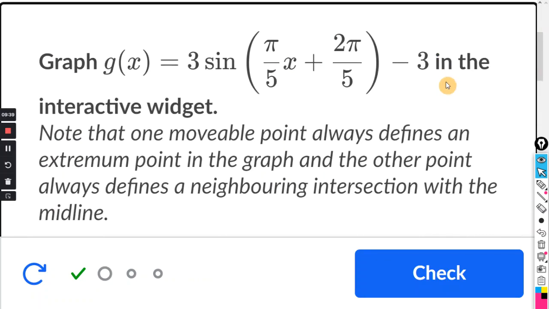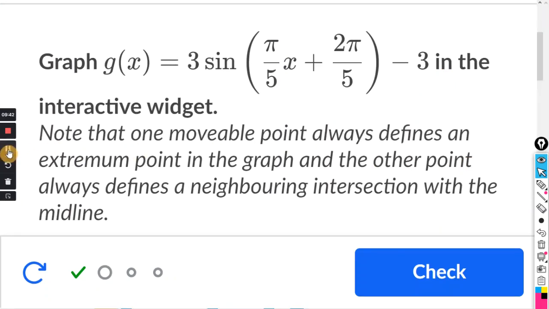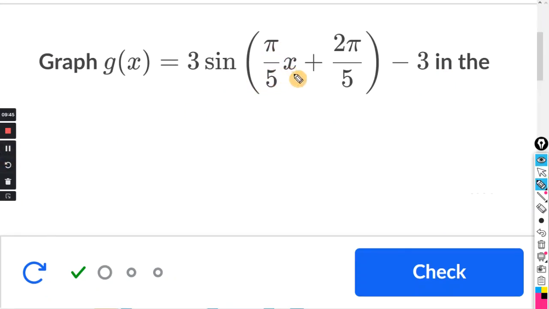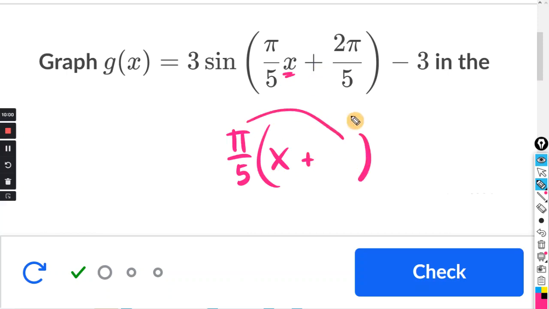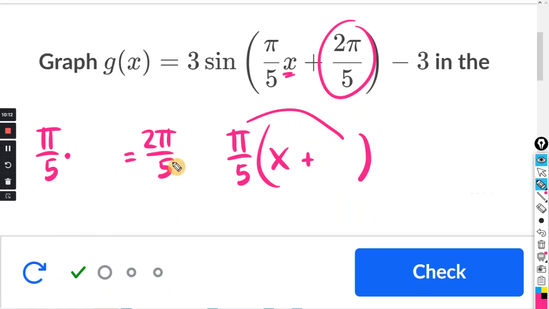All right, now comes the tricky part. We want to factor out the pi over 5 and get x by itself. We want to isolate it. All right, so we're going to do pi over 5 times x. We got the plus sign. And pi over 5 times what will give us 2 pi over 5? Let's see. Pi over 5 times something will give us 2 pi over 5. All right, well, clearly, if we multiply by 2, pi over 5 will give us 2 pi over 5. So the missing number here is positive 2.